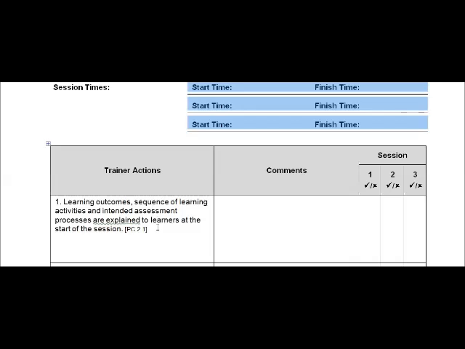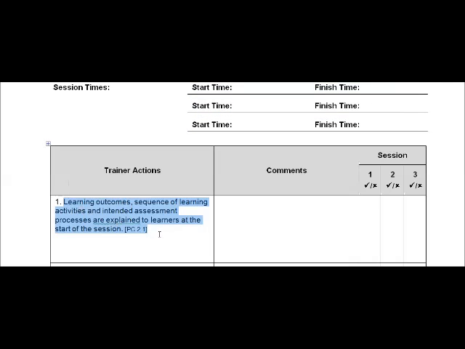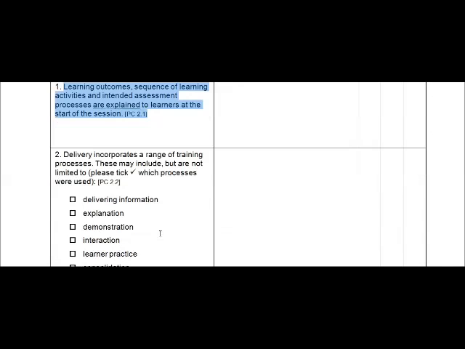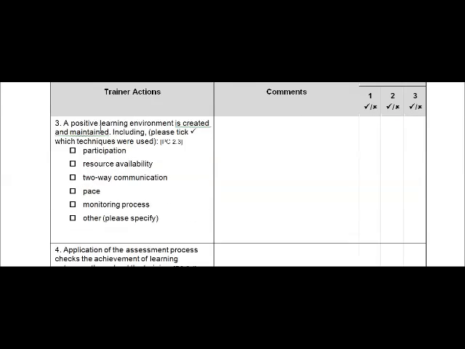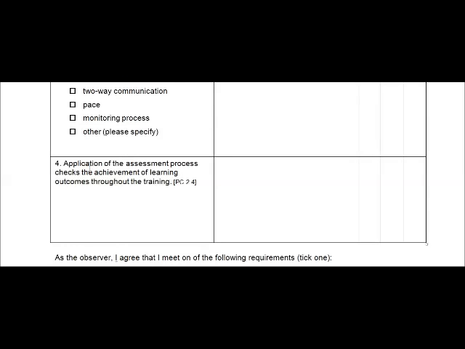So look at these things here that your observer is going to observe you on: that the learning outcome, sequence of learnings and activities, and intended assessment process were explained. So a lot of these things are similar to what your learner is going to observe you on. That you delivered your session incorporating a range of processes, alright, which processes were used, your observer will tick. You maintain a positive learning environment, and again the application of the assessment process and checks of the achievement of learning outcomes were made throughout the training.